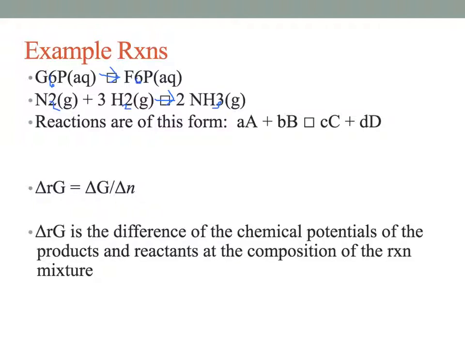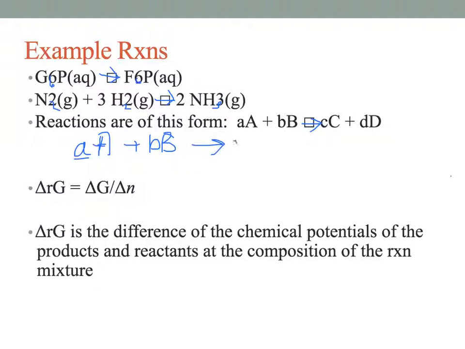Nitrogen gas plus hydrogen gas yields ammonia gas. And so no matter how the reaction is written, when we're talking about the reaction in its generic form, we can say that the generic way of writing a reaction is a reactant A plus another reactant B. And this little a is the stoichiometric coefficient. The big A is the actual compound.